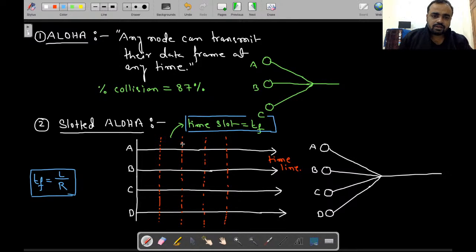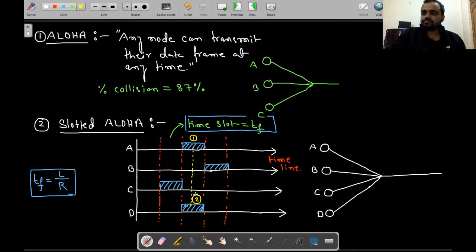Now just imagine here we are having a frame, and here we are having a frame, and here we are having a frame, and here again we are having a frame. So what is happening over here? In the same timeline there are two different frames, which means these two frames, 1 and 2, have already collided. Just imagine a situation like this.